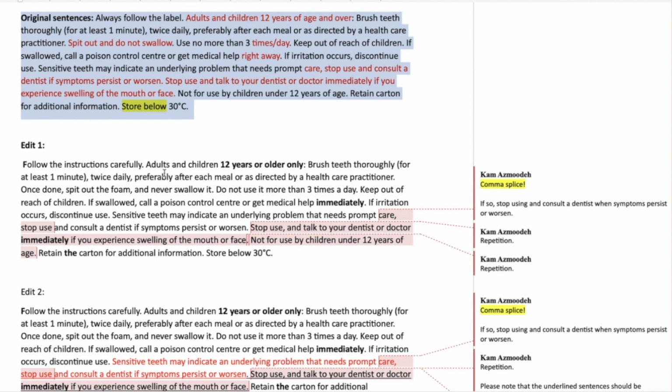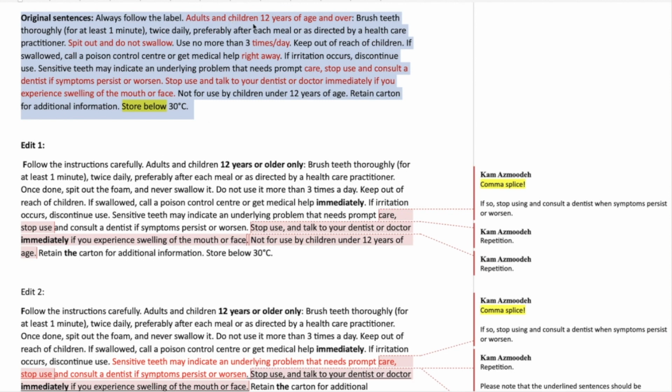"Follow the instructions carefully." Now, Cam, is that an editing problem? Not at all. It's not an editing problem, but if you're speaking of the style, you're trying to stylistically improve the existing text. Now, let's have a look at the rest of it.